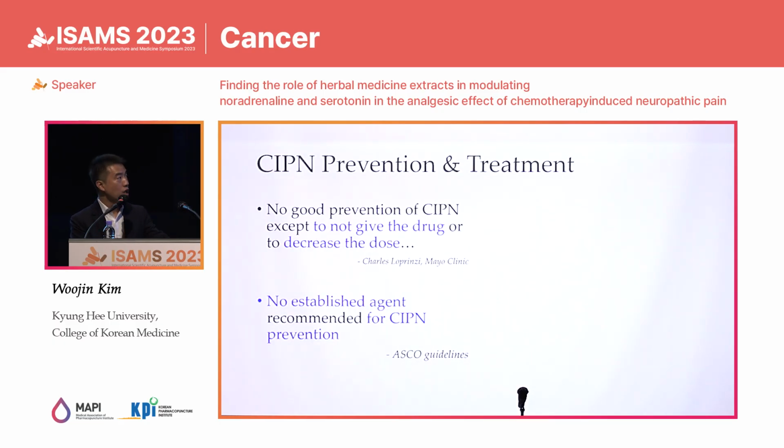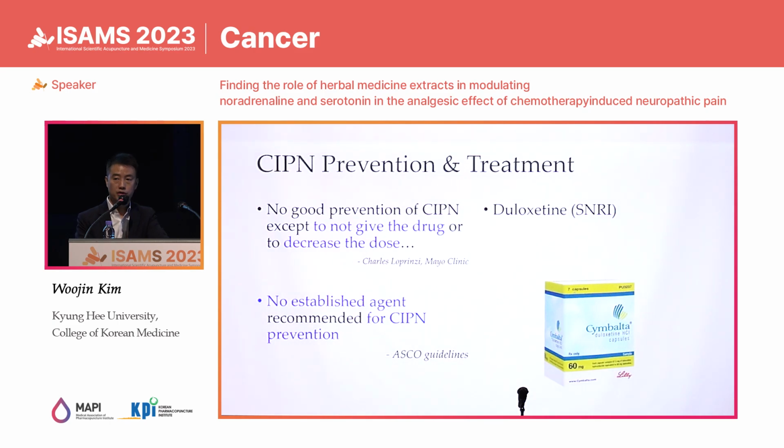CIPN. When it comes to the treatment, you have duloxetine, which is a famous drug, a serotonin norepinephrine reuptake inhibitor. And then you have also tricyclic antidepressants. But the American Society of Clinical Oncology recommends duloxetine as a drug to decrease CIPN.